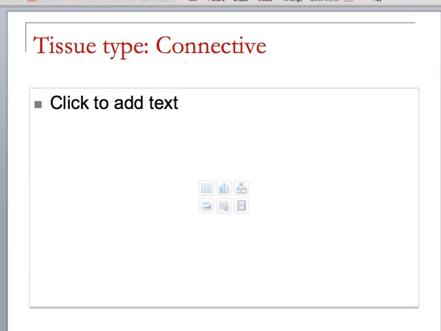So this is the time to actually transition into connective tissue. So I'm going to pause here. I'm going to come up with some questions for that second part, and we'll get back to work.